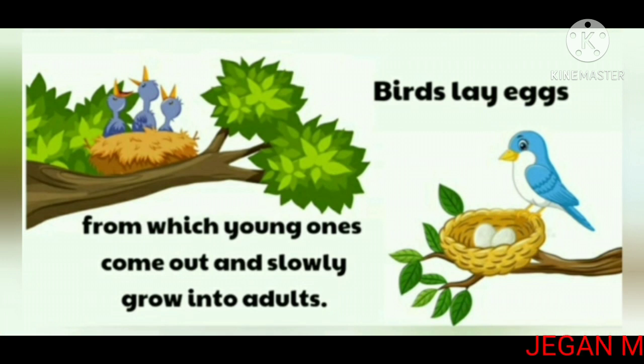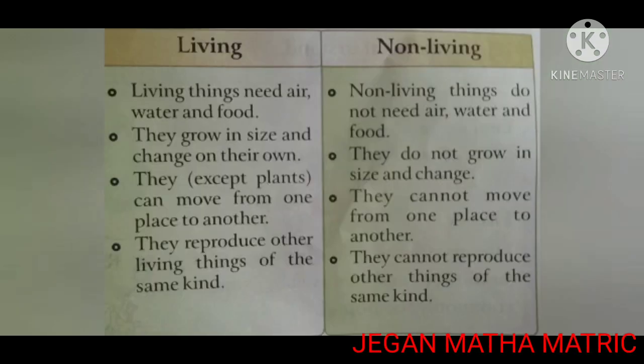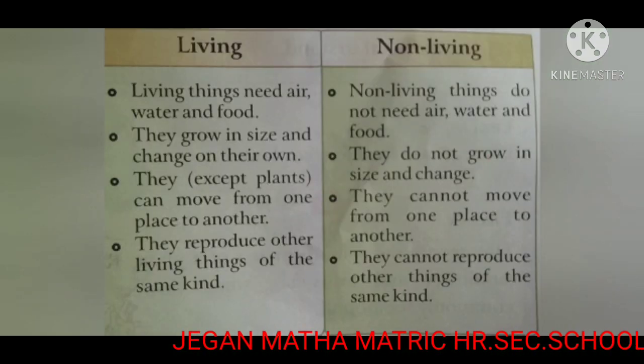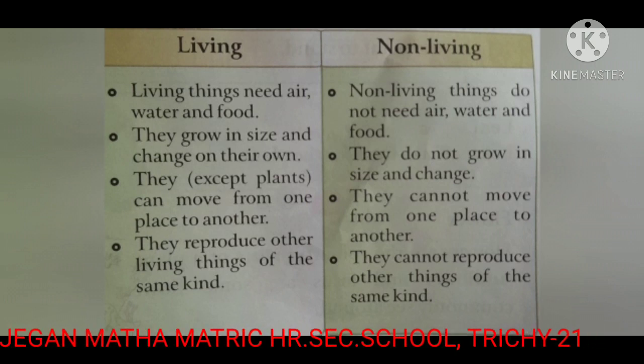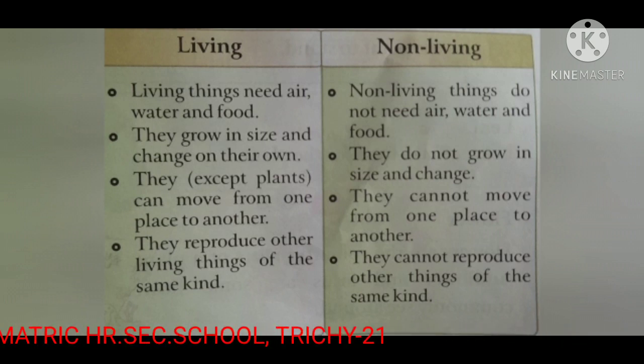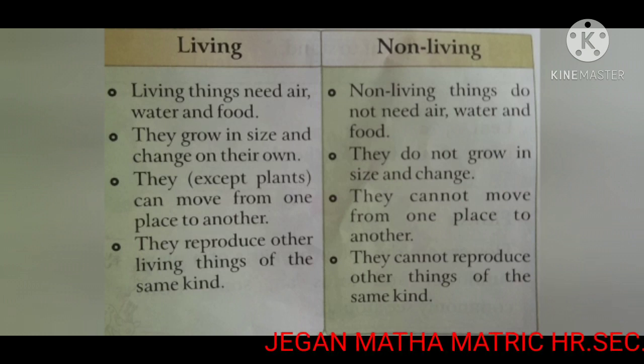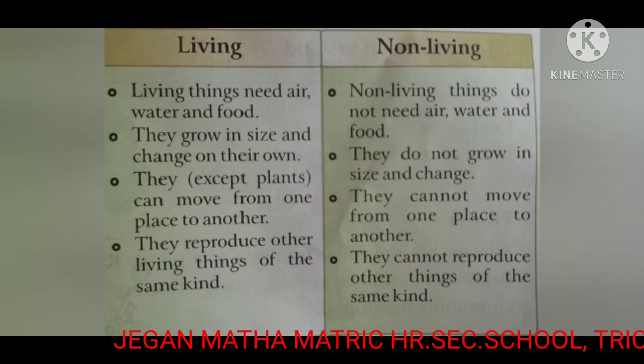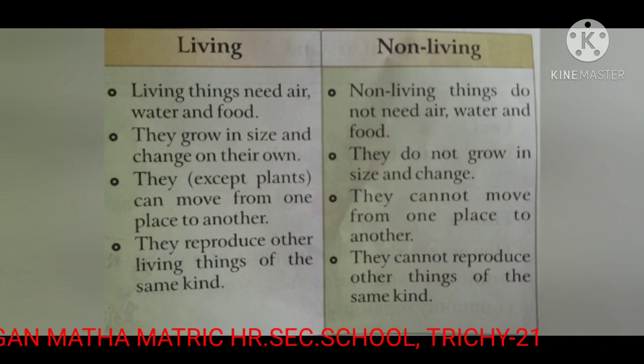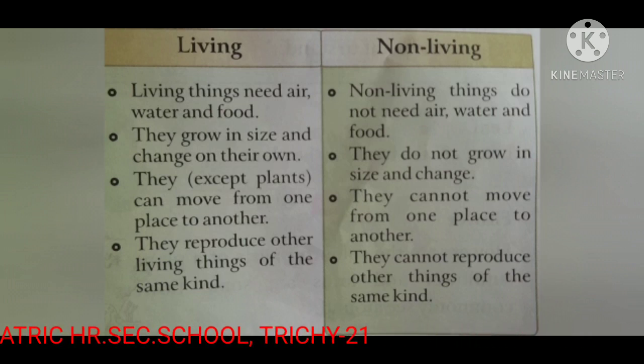The next one, differentiate between living things and non-living things. First, we have to learn living things. Living things need air, water, and food. They grow in size and change on their own. They can move from one place to another except plants. They reproduce other living things of the same kind.